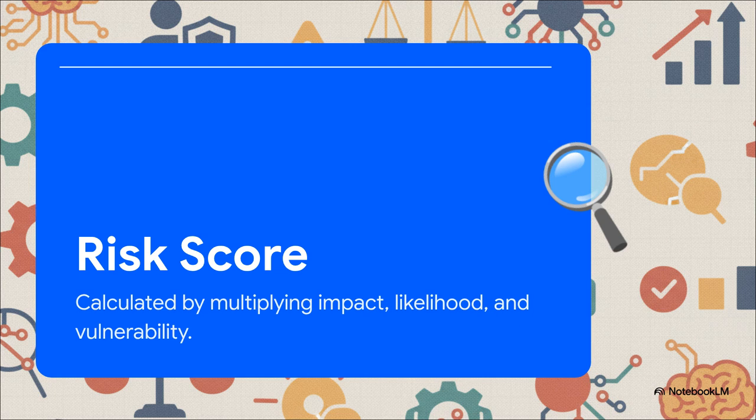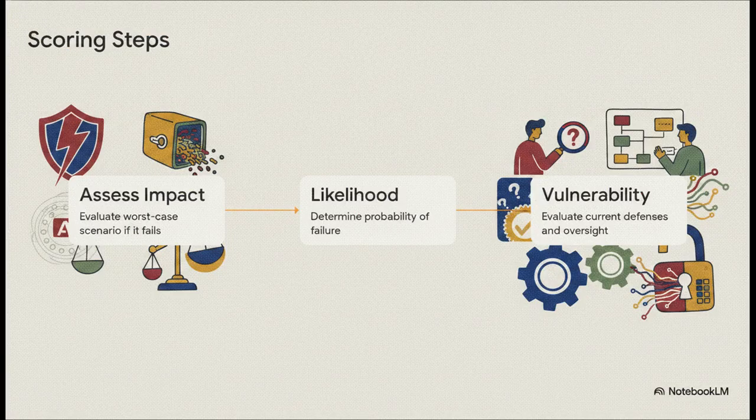By multiplying those 3 exact factors, we generate a tangible score that maps directly to our 4 risk tiers. Let's break those 3 variables down, step by step. Step 1, assess the impact if it fails. Think about it. If this AI system hallucinates, or leaks data, or makes a biased decision, what is the literal worst-case scenario for our clients?